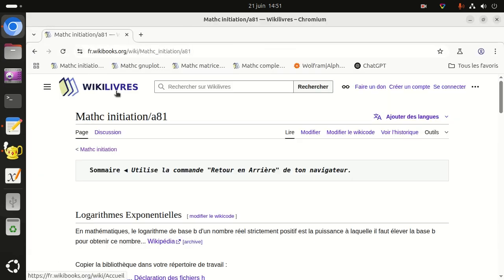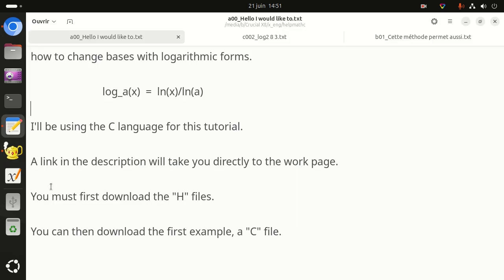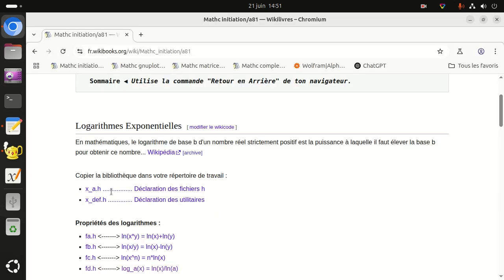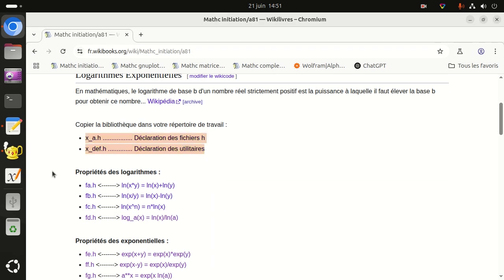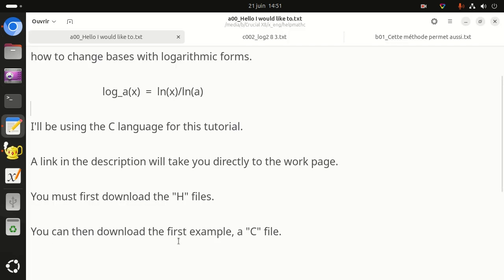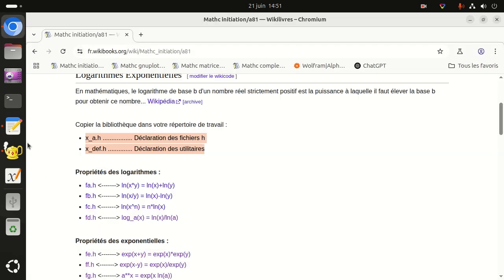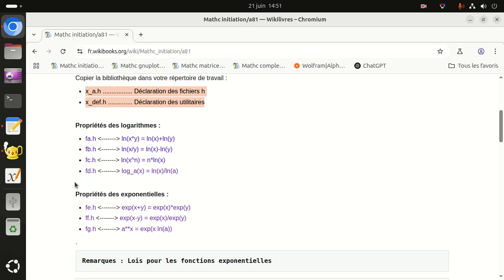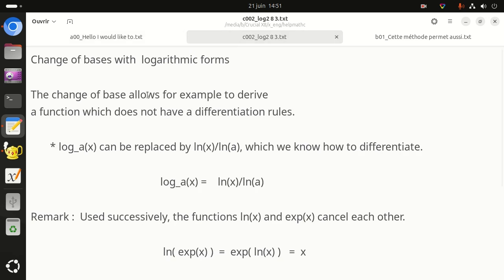This is a work page, a wikibook. You must first download the hash file. You can find here the hash file. You can then download the first example. I try to download the first example. What I want to work on is change of base with logarithm form.